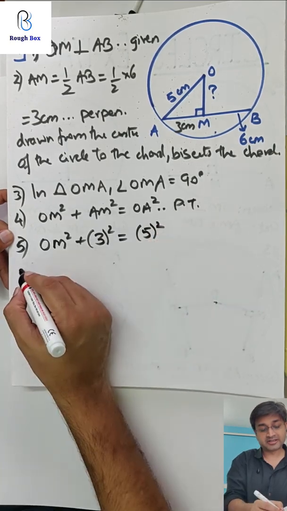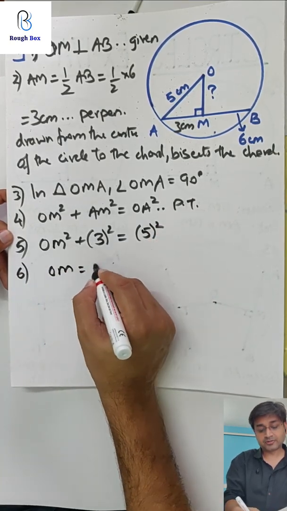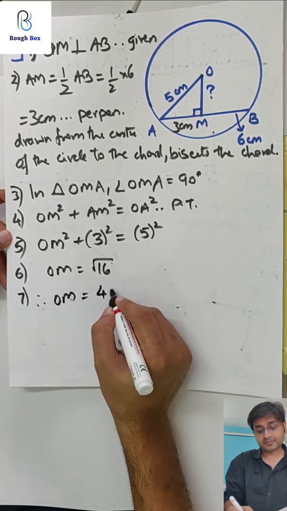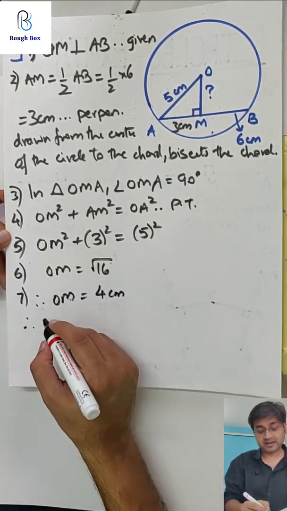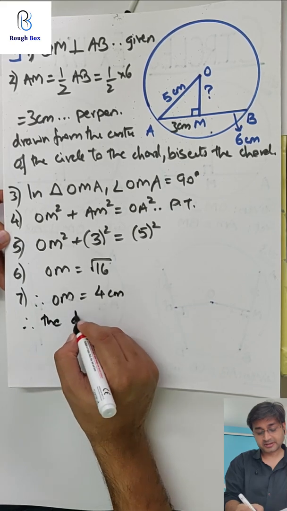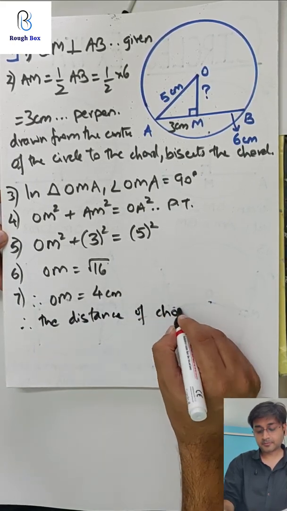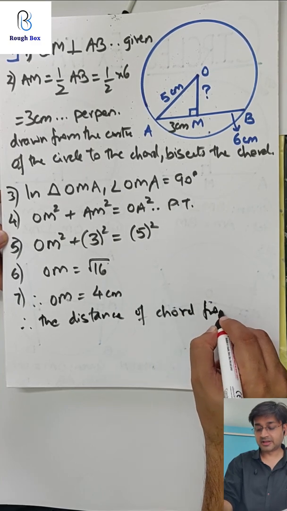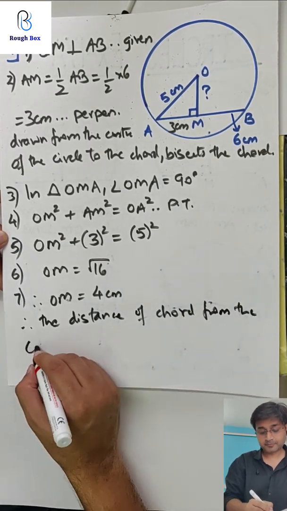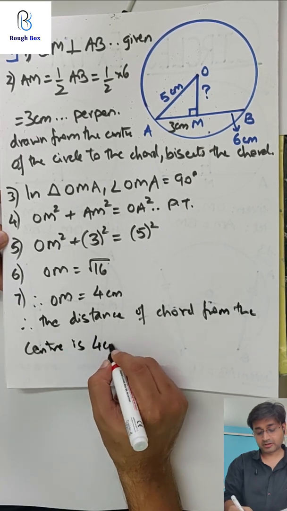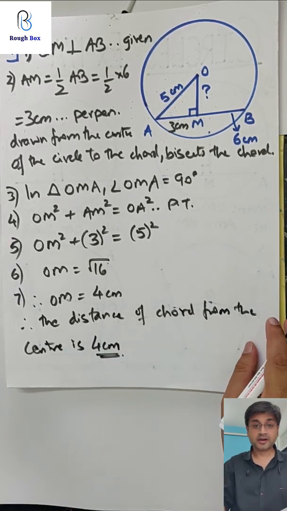So 25 minus 9 is 16. So OM becomes root 16. Finally, we can say OM is 4 centimeters. In the end, therefore, the distance of the chord from the center is 4 centimeters. Getting it?